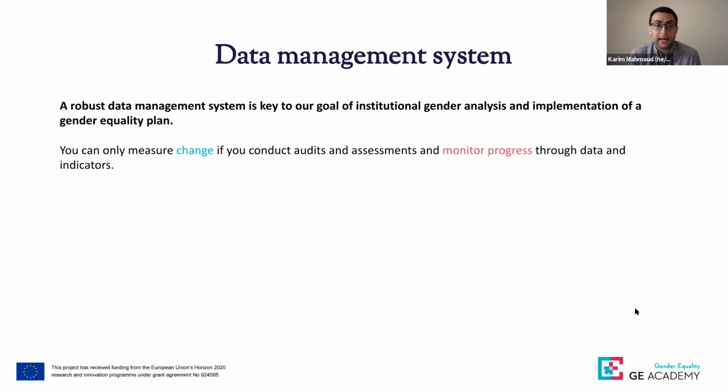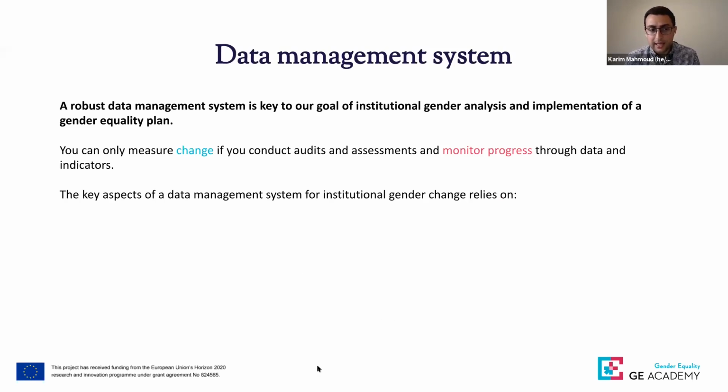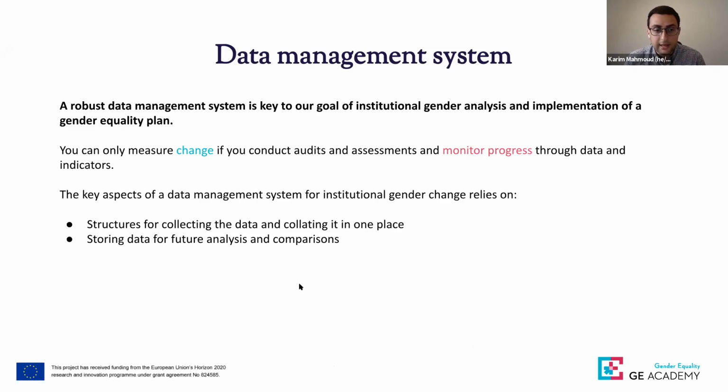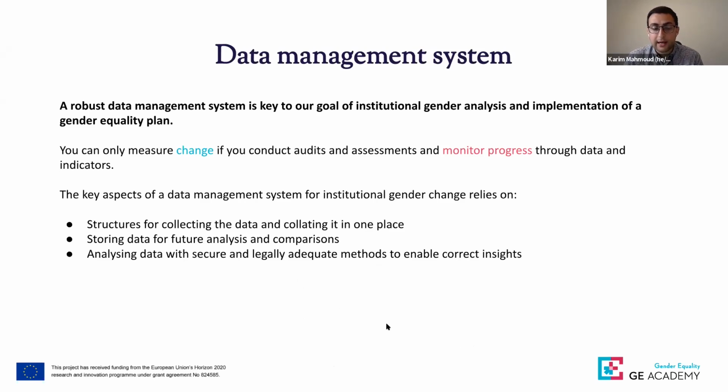That is the main fundamental reason. And you can only measure that change if you conduct audits and assessments and monitor progress through the data and indicators that you collect. And so the key aspects of a data management system relies on a few different things. The first is structures for collecting the data and collating it in one place, for storing it for future analysis and comparisons, and for analyzing the data with secure and legally adequate methods to enable the correct insights.